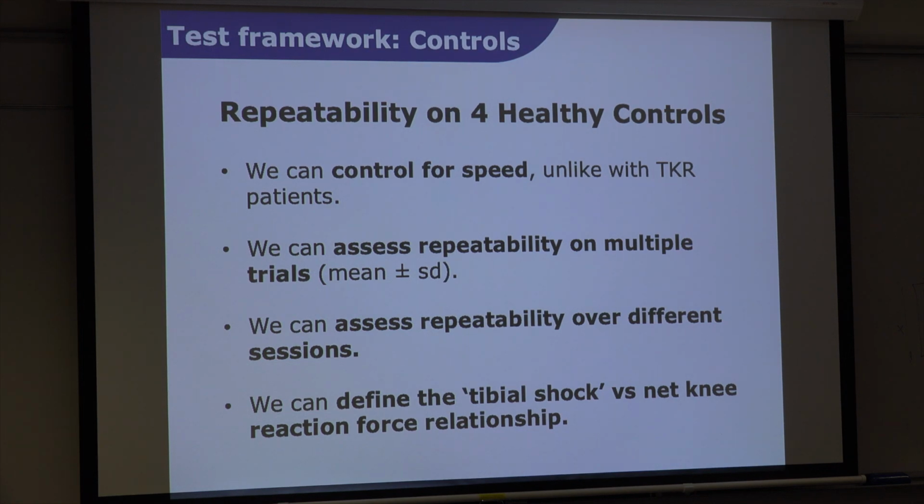So firstly, to test out the framework worked, we took a group of 4 healthy control people to AUT Millennium, the gait lab up there. We got them to walk at 5 different speeds over the split belt force plate. We did this so we can control for speed, unlike the knee joint replacement patients. We could also assess for repeatability on multiple trials and assess for repeatability over different sessions. But this also gave us a more clear, defined relationship between the peak tibial shock and the net knee reaction force.